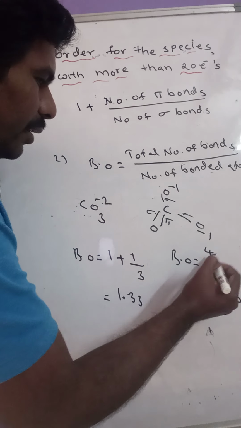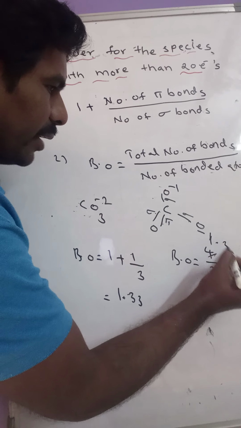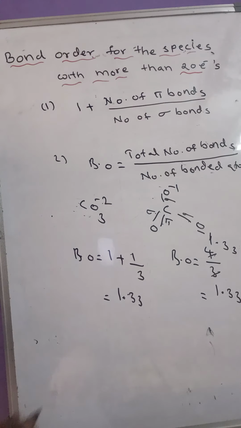3 ones are 3, you are having 1 here, so that is 3 3s are 9. Like that we have to calculate 1.33. So this is another example.